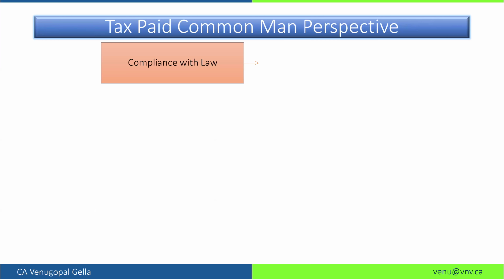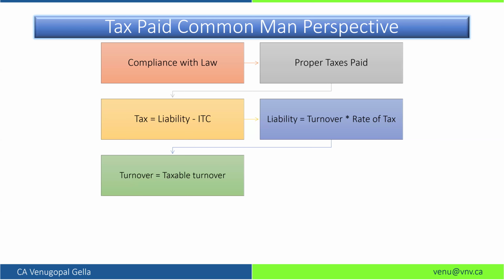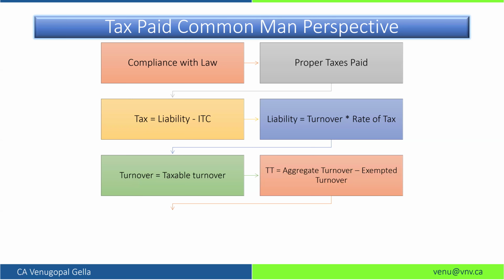Just to check how the 9C has been drafted, basically we are looking at the compliance with the law. So have we paid the proper taxes is the only question when it comes to audit, investigation and everything. And when we say taxes, it is gross liability minus ITC. Liability is our turnover multiplied by rate of tax. Turnover, we always say taxable turnover. So the taxable turnover is derived from aggregate turnover minus exempted turnover. And when we say ITC, we talk about eligible ITC. So the tables in 9C are also designed in the same way.